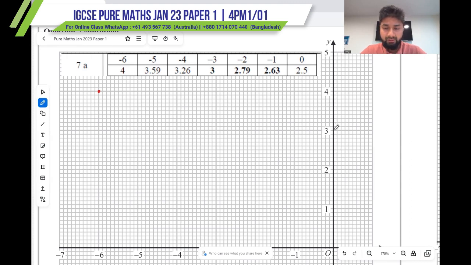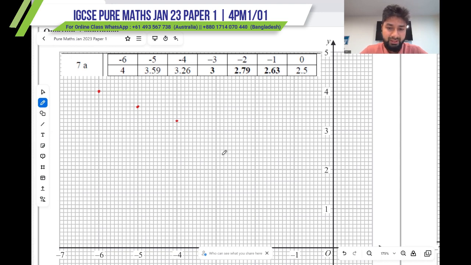All these lines carry 0.1. So 3.1, 3.2, 3.3, 3.4, 3.5 and 3.6. So we have to take this connecting point. So we found our second point. The third point is -4 and 3.26. So -4 and 3.26 is close to 3.25. So 3.1, 3.2, 3.3. So we'll take this point, which is the middle of 3.2 and 3.3.